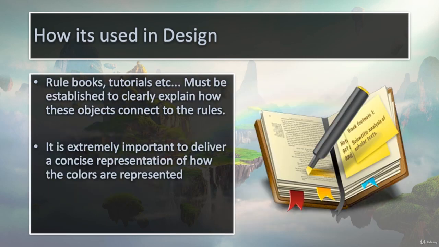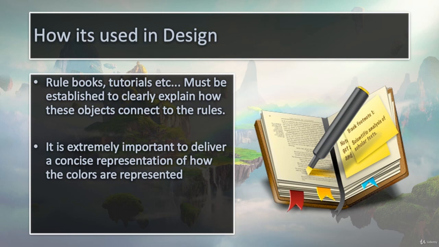See, rulebooks, tutorials, etc. must be established to clearly explain how these objects connect to the rules, and it is extremely important to deliver a concise representation of how the colors are represented. So when we talk about color as an identifier, we have to make sure that we outline to the player that's using these colors in the mechanics and in the rules what each one does specifically, and how it relates to them enjoying the game properly.